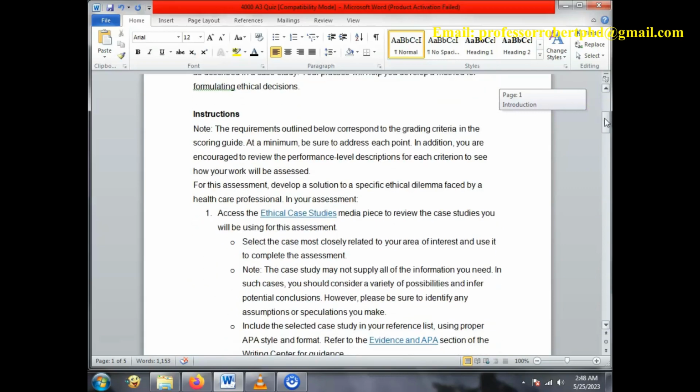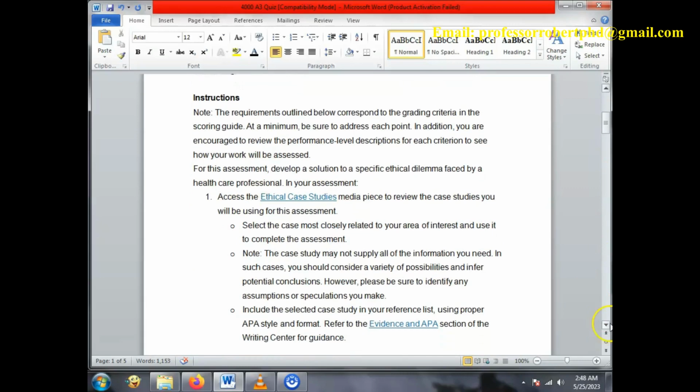Instructions. Note: the requirements outlined below correspond to the grading criteria in this scoring guide. At a minimum, be sure to address each point. In addition, you are encouraged to review the performance level descriptions for each criterion to see how your work will be assessed. For this assessment, develop a solution to a specific ethical dilemma faced by a healthcare professional.